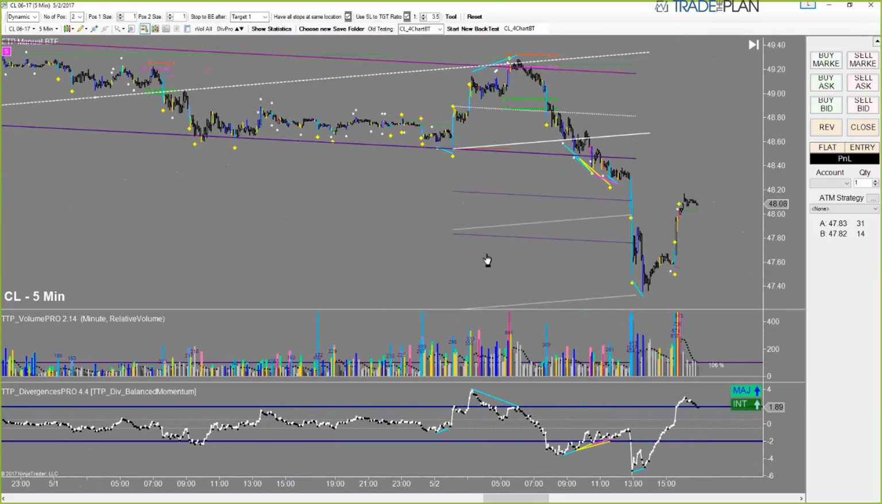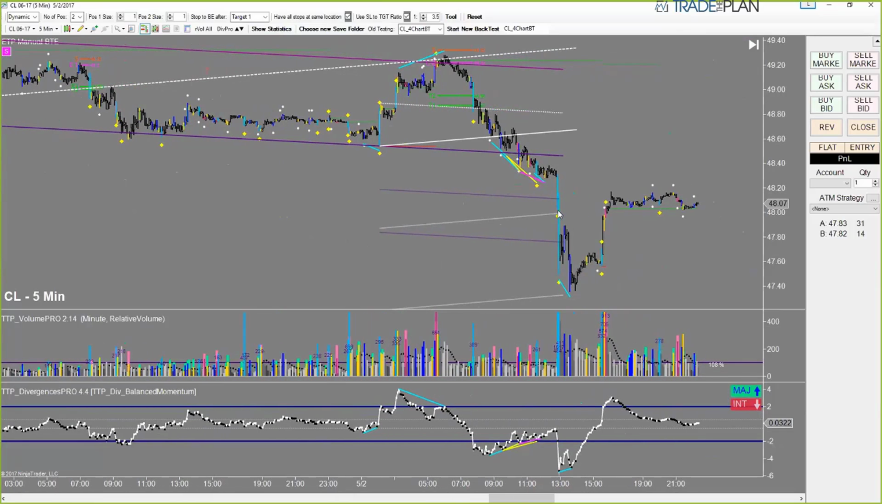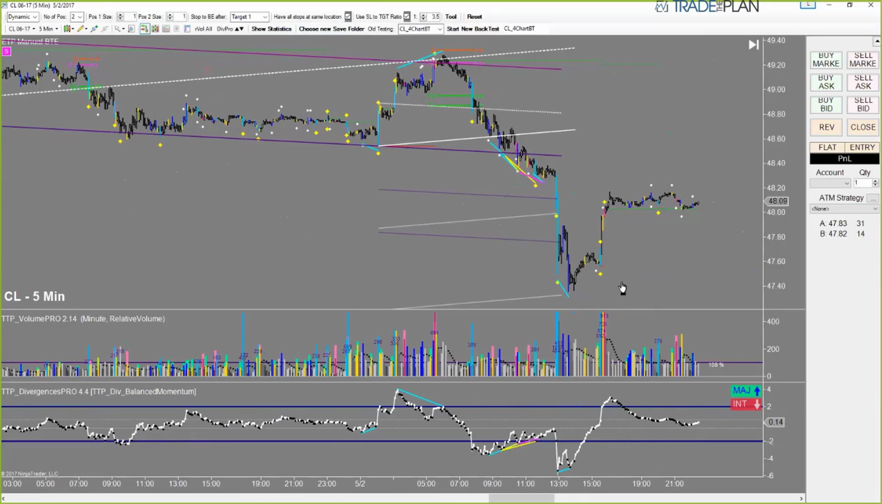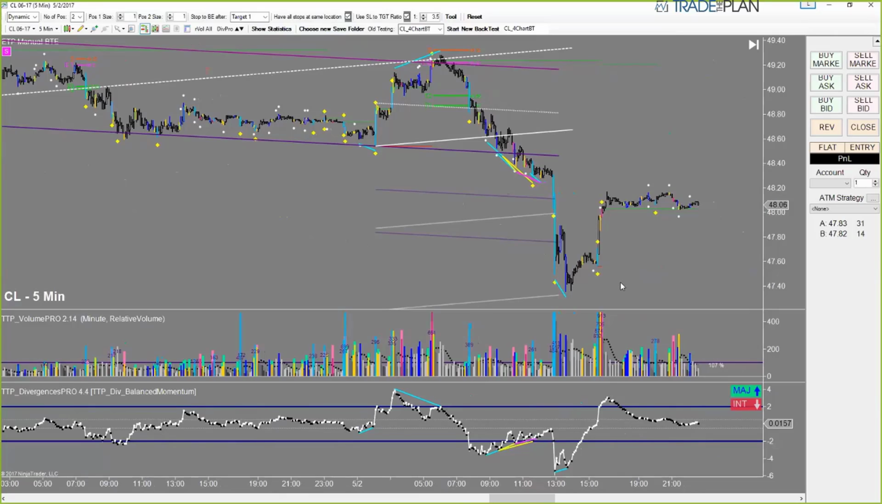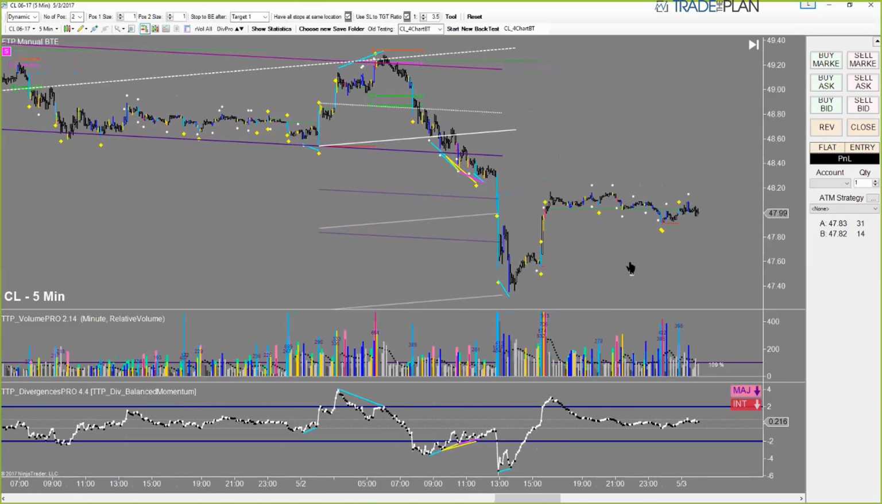And then the massive sell-off into the close. I think this was, no, it wasn't this one, it was the next one. Supposedly a very large hedge fund with a huge long position in crude completely liquidated their position. And it was either this one or the next big sell-off where that happened.